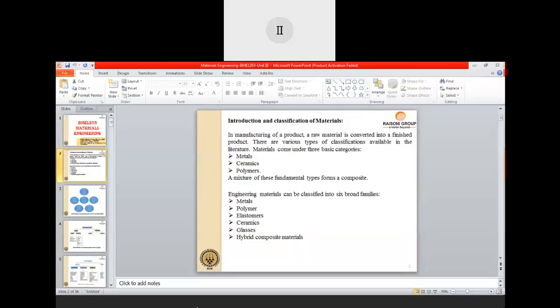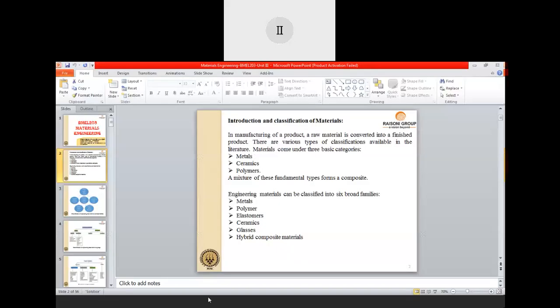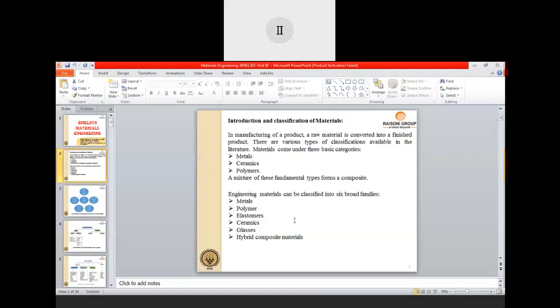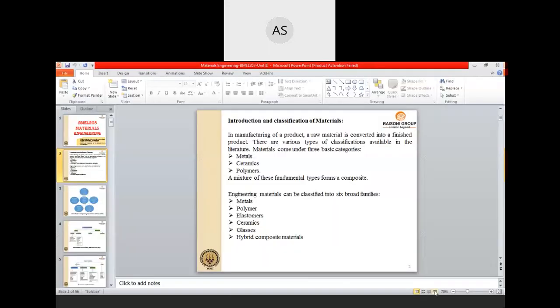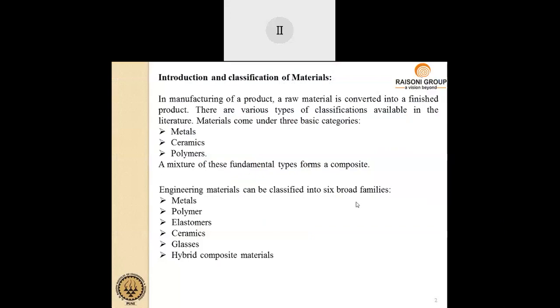That's why, before starting this PPT, I just told you that unit 3 is the study of plastics and composites. The voice was not clear at that time. Okay, your third unit is the study of plastics and composites. I already told you what the syllabus is and what topics are in that unit, and the first topic is introduction and classification of materials.